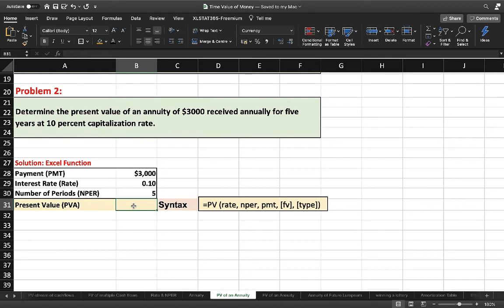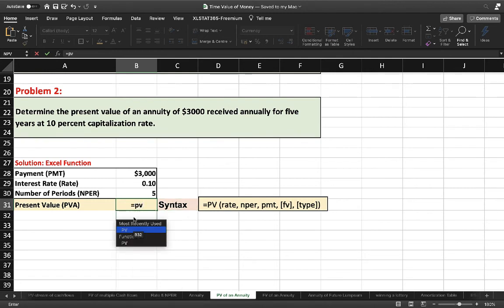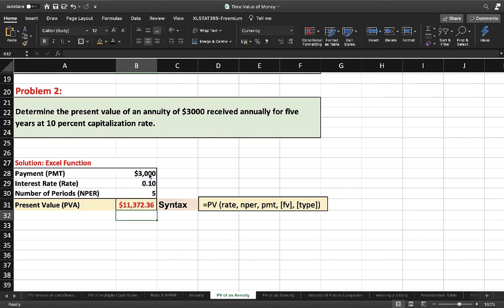It is simply solved by applying the syntax given here, that is PV. We'll select the function. Now according to the syntax we'll enter the values. First is rate, that is 10%, comma, NPER is 5 years, comma, PMT is 3000, comma, type will be 0, bracket closed, press enter.